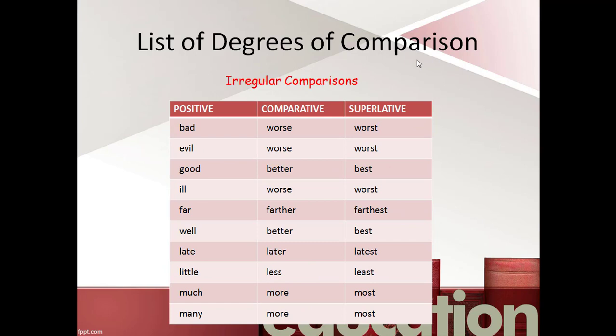Some adjectives change the form of the word in the comparative and superlative degree. For example, bad in positive, but in comparative and superlative the word changes its form, like worse, worst, evil, worse, worst, good, better, the best, ill, worse, the worst, far, farther, farthest, well, better, the best, late, later, the latest, little, less, least, much, many, more, the most, and so on.